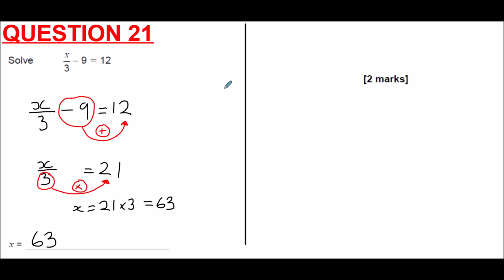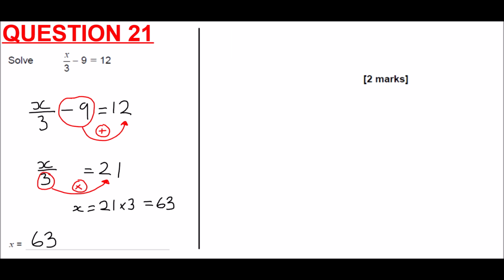Another method, obviously you just need to do one method, you don't need to do the same question again, but just to show you a different way, what you could do is a flowchart method, and the way this works is we start with the letter we want to find, and then step by step think what happens to this letter. So the first number x interacts with is this 3, and this 3 is dividing the x. So the first thing that happens to x is it gets divided by 3. After being divided by 3, then we subtract 9, and the answer to that is 12.